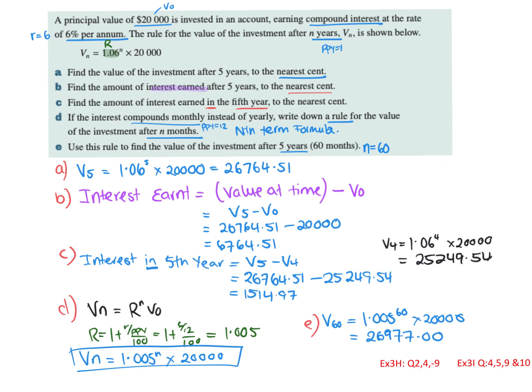Why do you want to do it monthly? Someone said monthly. Why do we want to do it monthly? Because we're going to get more money. So the more frequently you compound it, the higher it's going to go.